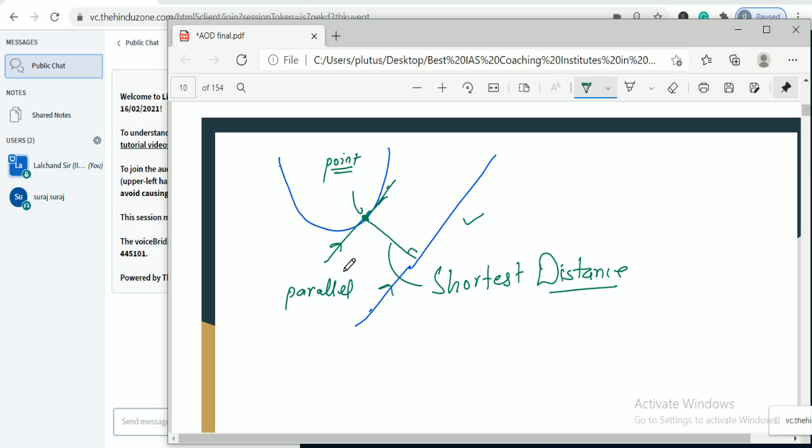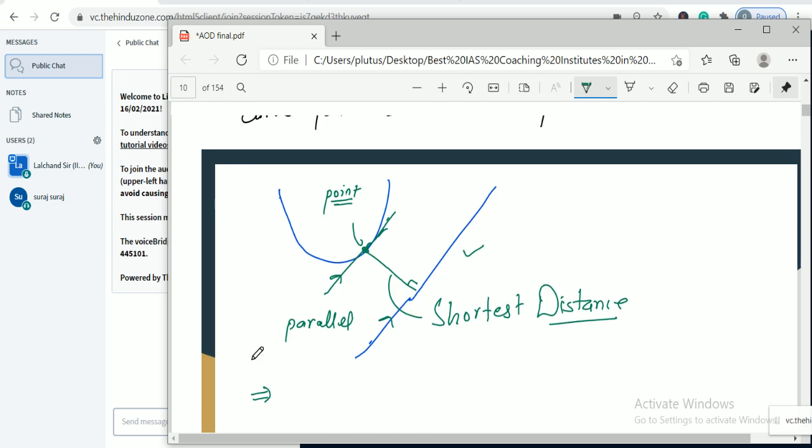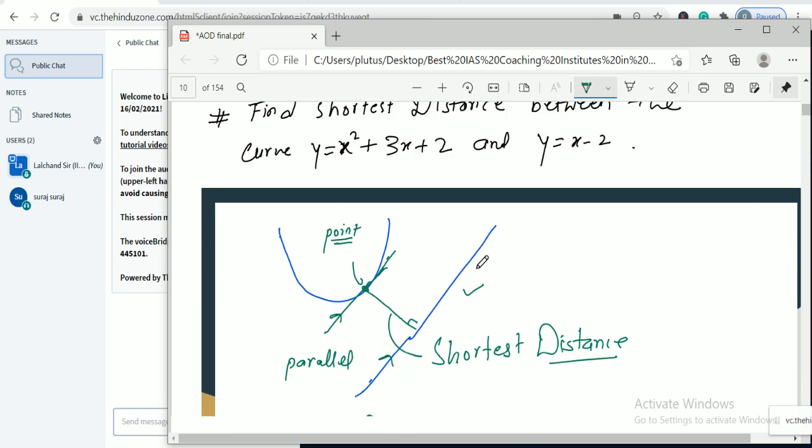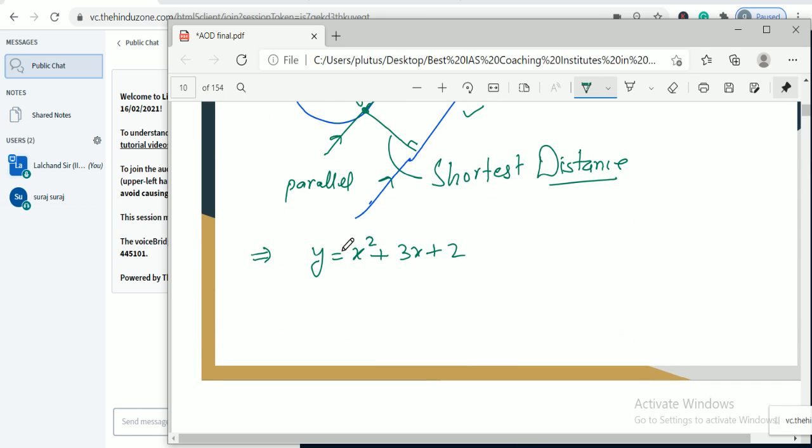So to find the point, we need dy/dx, the slope. Our y is x² + 3x + 2, isn't it? This is our y value. If we differentiate this, then dy/dx equals 2x + 3.